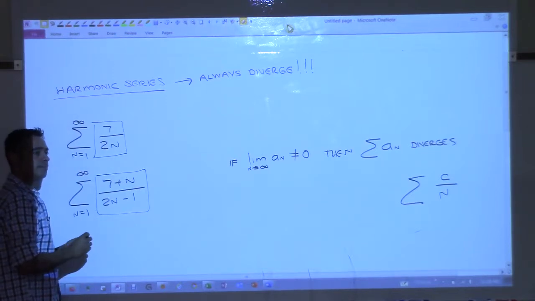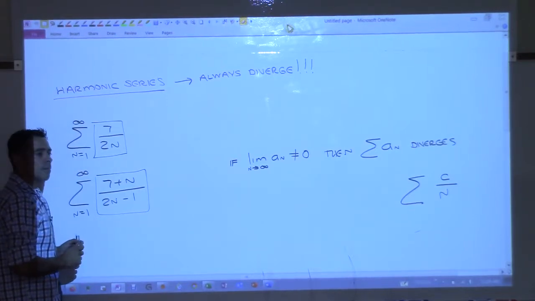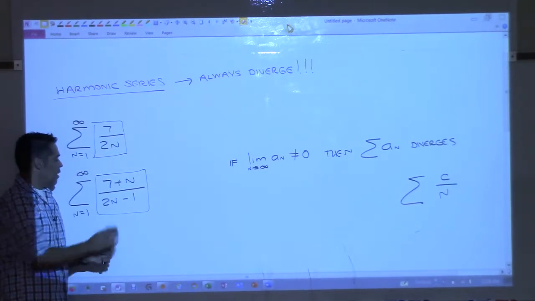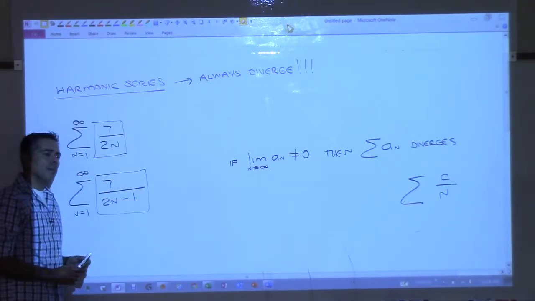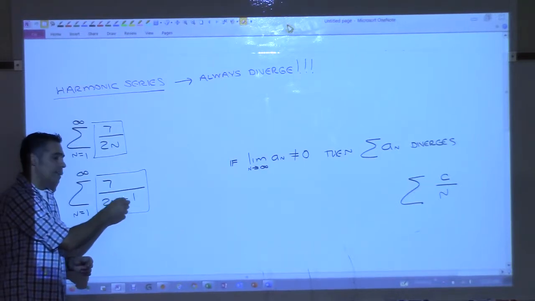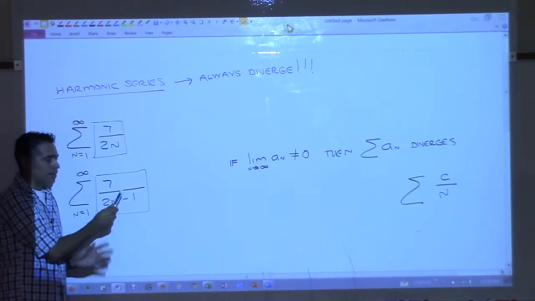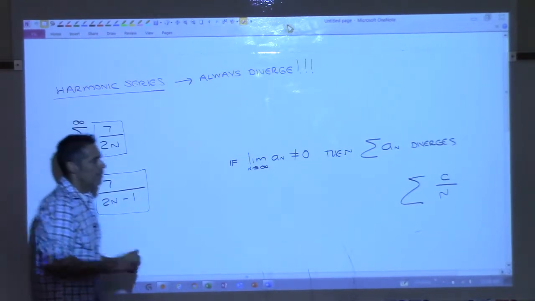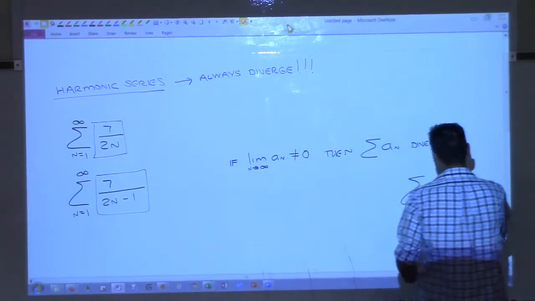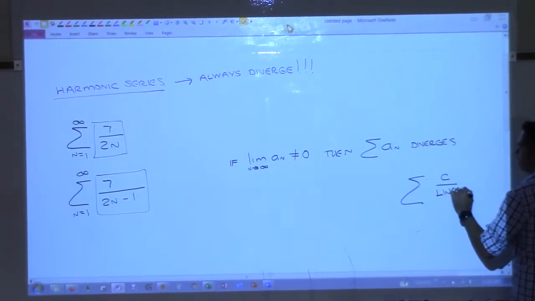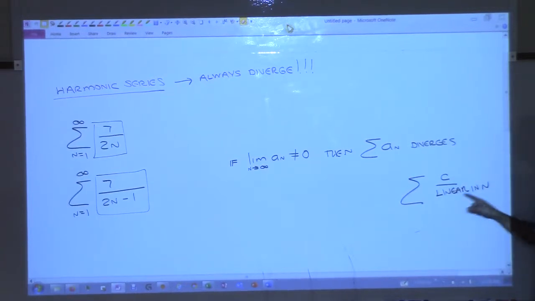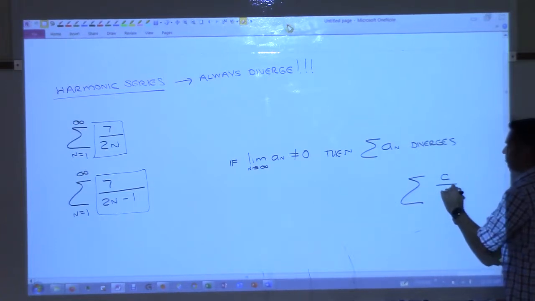Okay? Yes? If it was 7 over 2n minus 1, is that harmonic? That would be harmonic. The question is, what if it was 7 over this? It is harmonic, but I'm intentionally leaving off anything here because we have to convince ourselves that it will still be harmonic, but it is. It turns out, later on, any constant over any linear expression in n will be divergent. But I'm just not ready to say that yet. Right now, it's just constant over n.